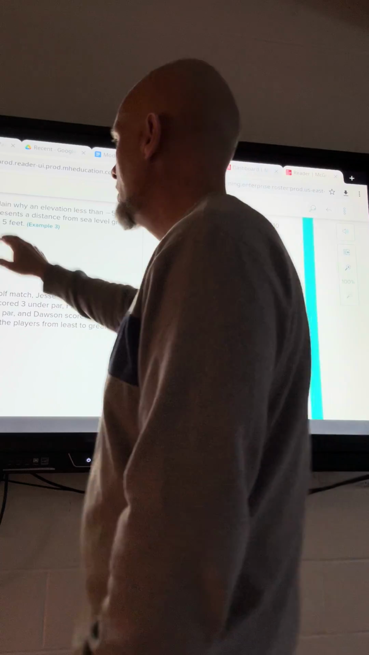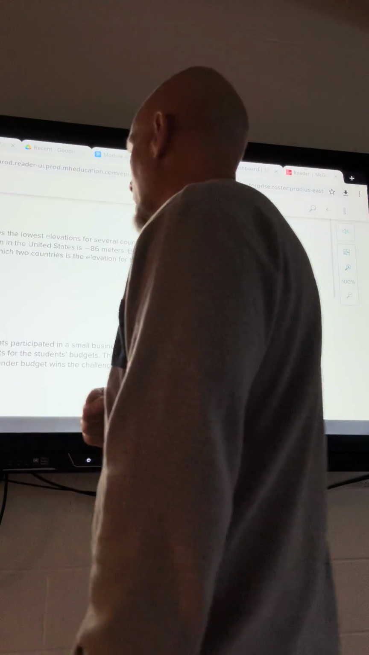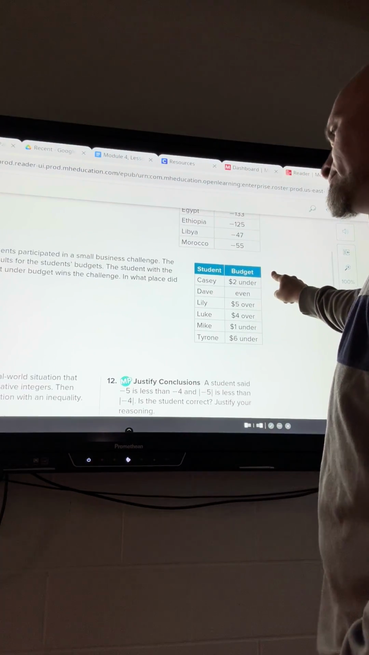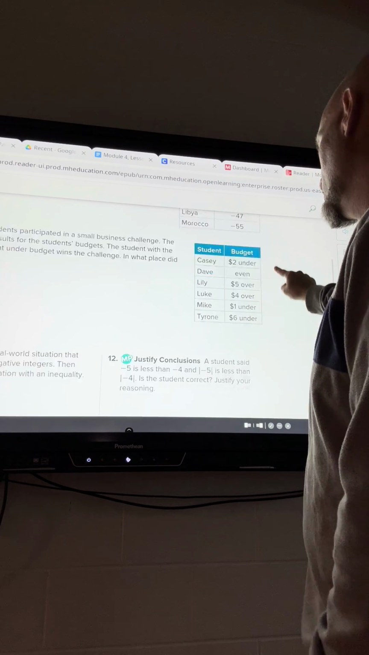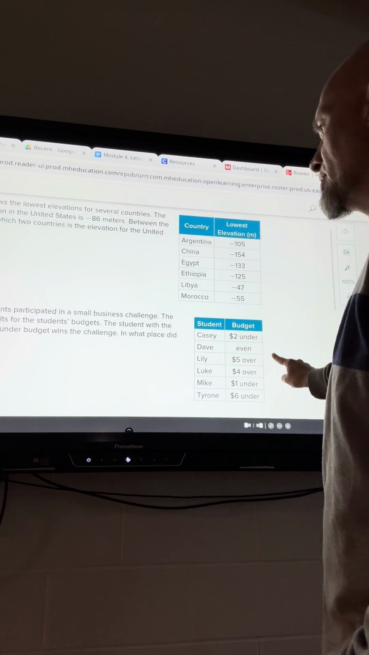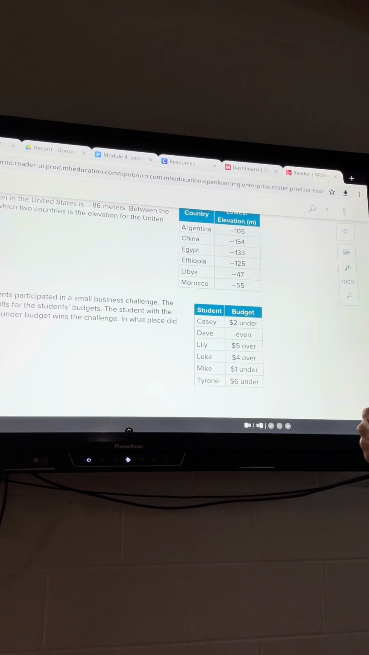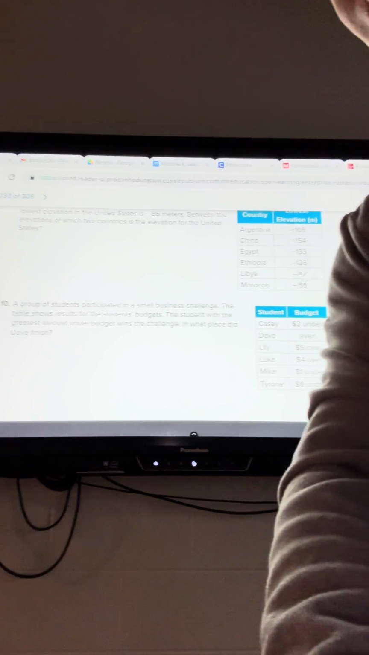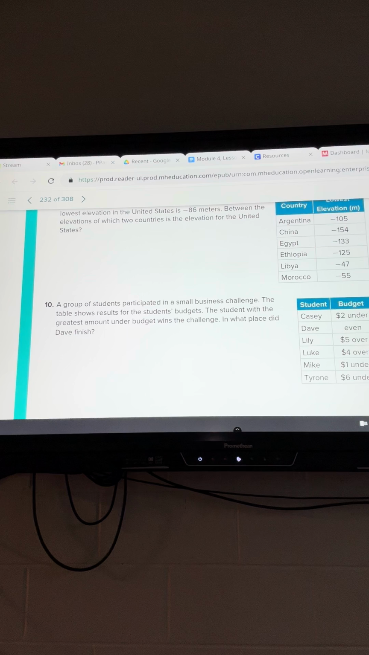Next page. All right, so we'll do number 10. A group of students participated in a small business challenge. The table shows the result for the students' budgets. The student with the greatest amount under budget wins the challenge. And what place did Dave finish? All right, so Dave was even. So this table shows the student with the greatest amount under budget. So the greatest amount under budget.